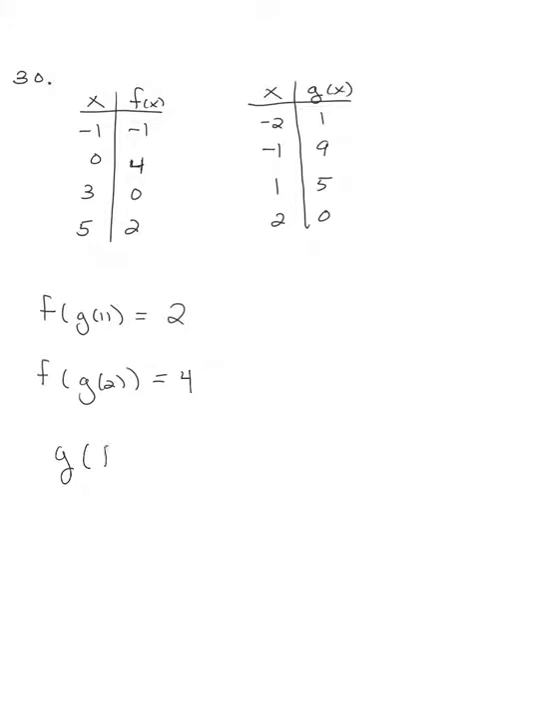g of f of negative 1 means I'm now starting in the table for f at negative 1. So this negative 1 says start here, and you get negative 1 back. You then put that negative 1 into the function for g, and you get 9. And lastly, what is f of f of 3? So we go to the table for f and locate 3, and we get 0. But now it's like we go back, but we're going back to the same table to 0, and that takes us to 4.